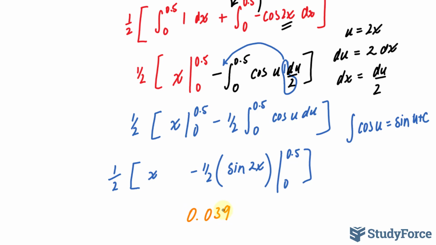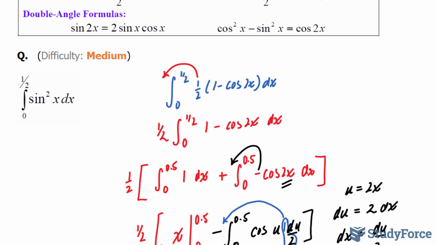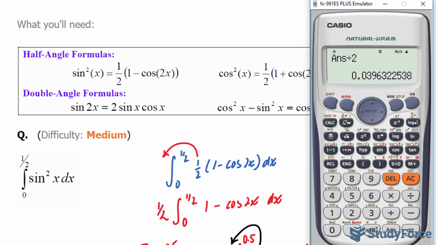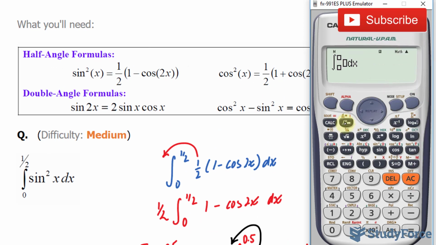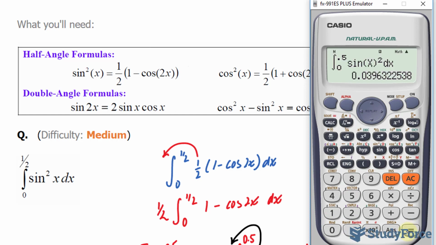Now interestingly, I do have an integration function on my calculator, so I can check this without having done any of this. Clicking this button, I write sine of my variable x squared between 0 and 0.5, and I should get what I got below, and I do.